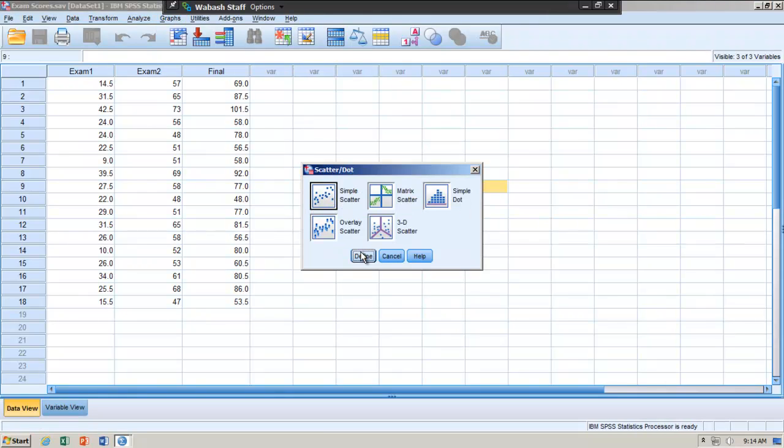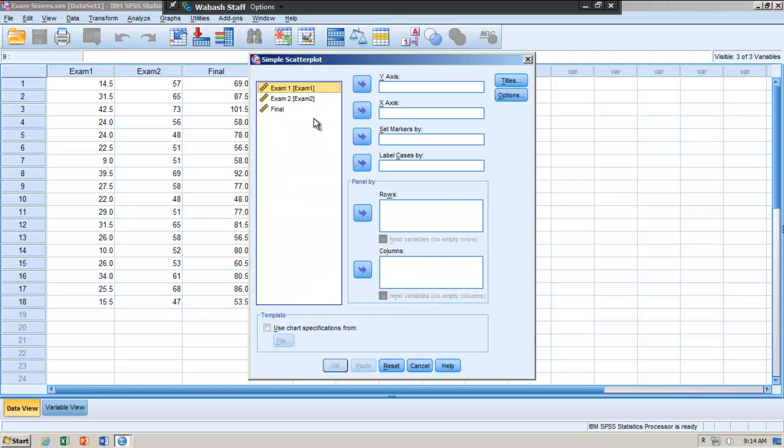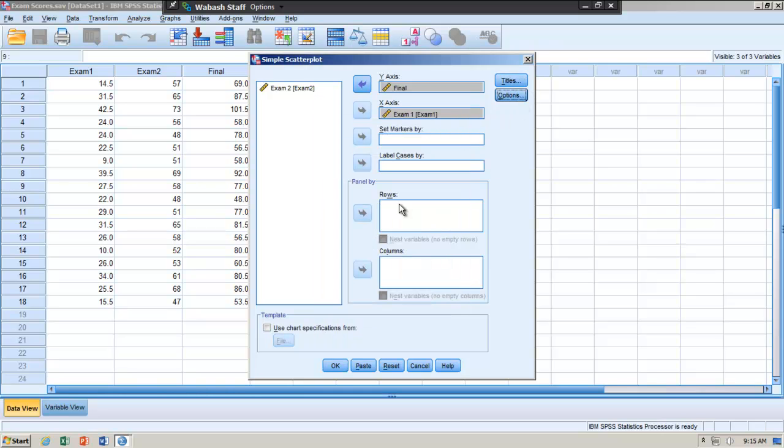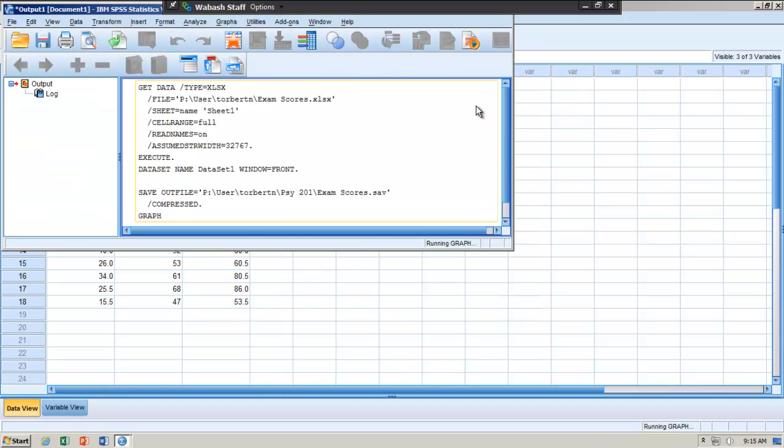For this example, I would suggest the simple scatter plot, and to look at on the x-axis the score on exam 1, and on the y-axis the score on the final exam. There are a few options. You don't really need them in this case. You can put titles as well, but for now let's just leave the default options.